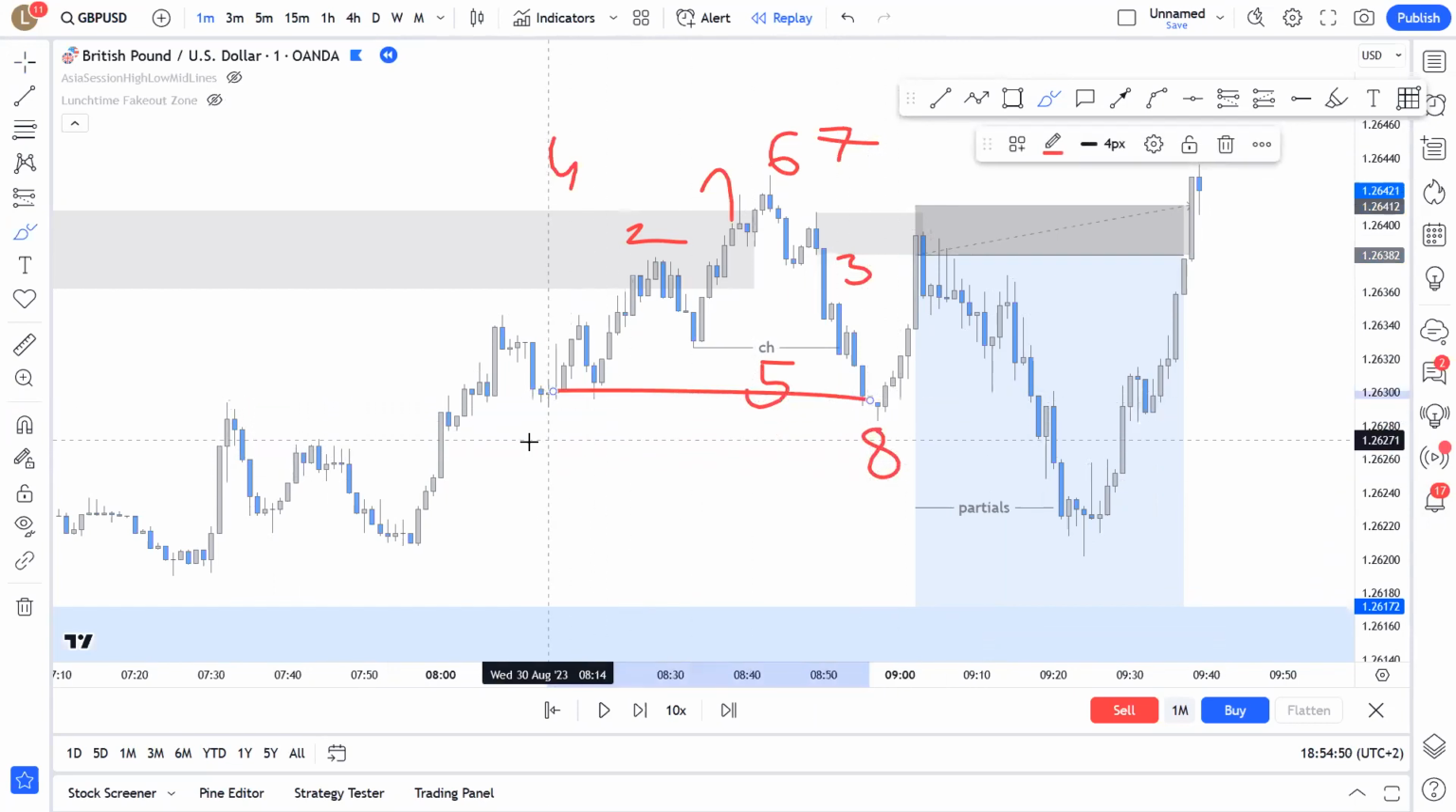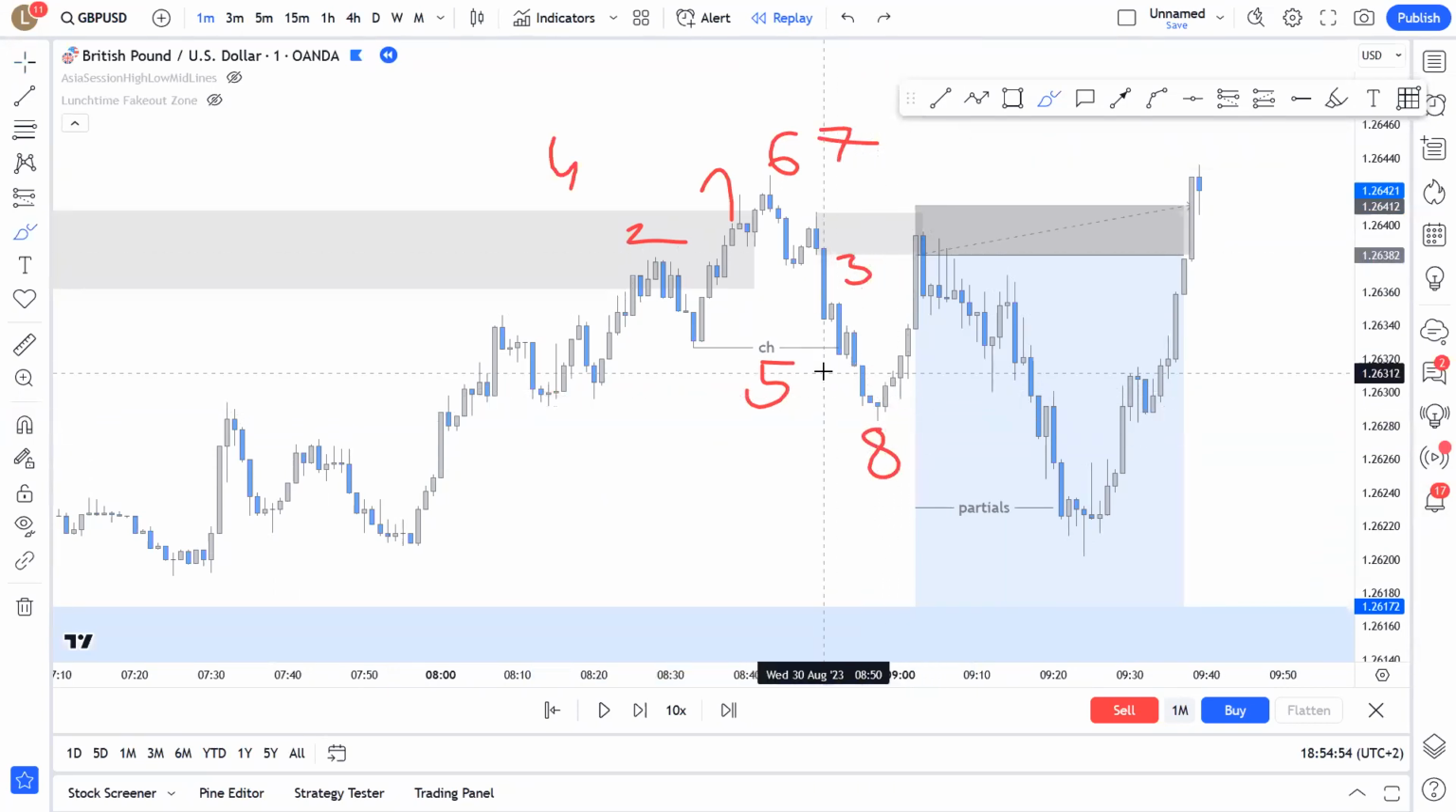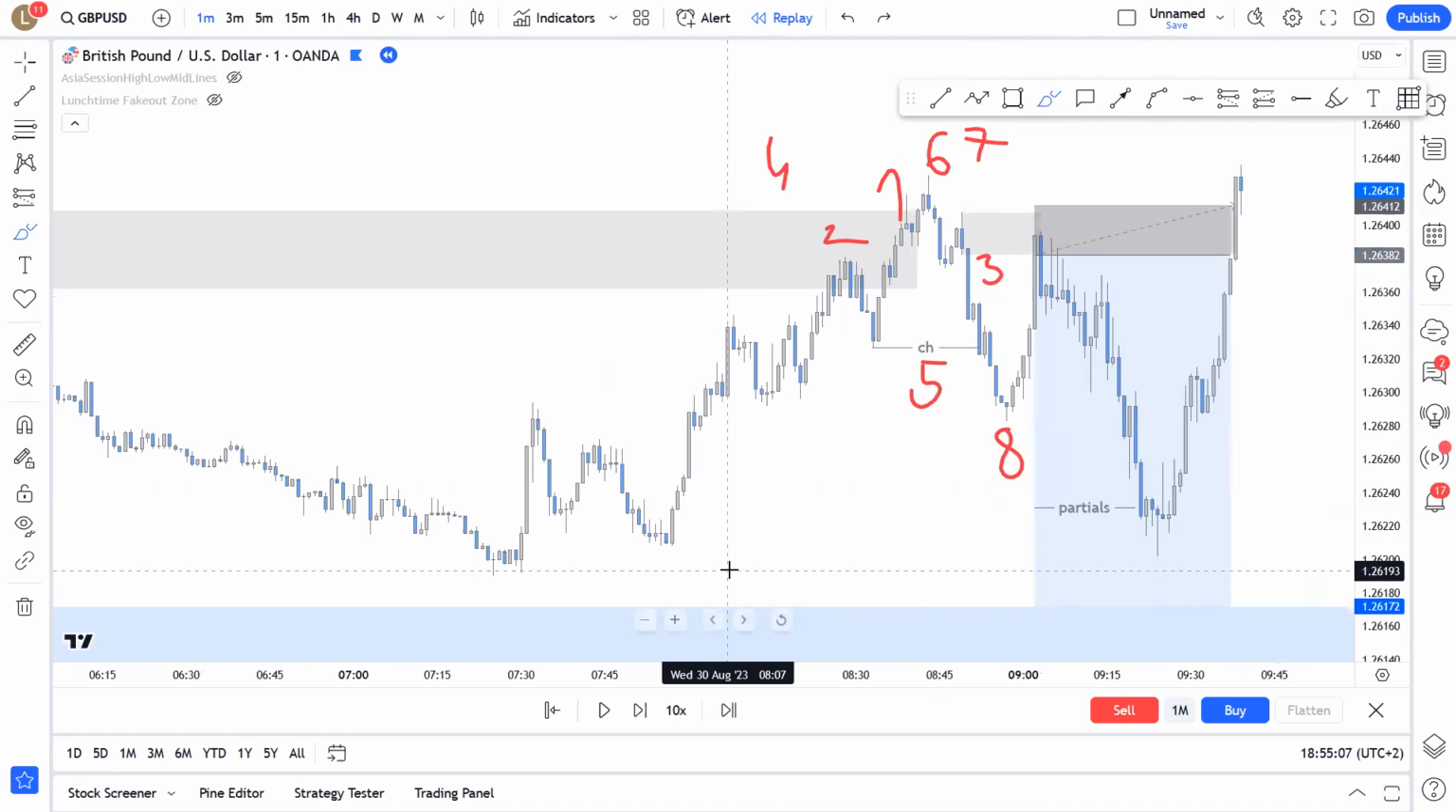So there was no 15-minute, 50-minute demand at this region. So it wasn't coming from an unmitigated opposite sided zone. Ninth one, there was no counter liquidity, so we won't count that as a criteria. That's a missing criteria. Ninth one, there was perfect liquidity to target.